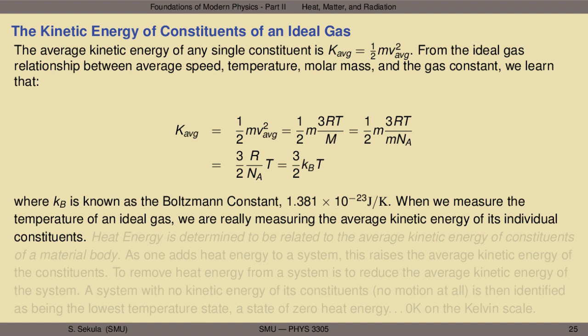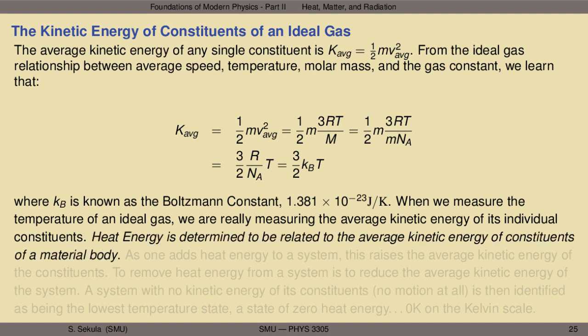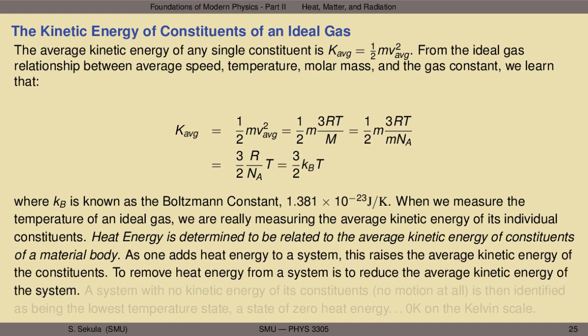And this tells us what heat energy is. Heat energy is determined by this thought process to be related to the average kinetic energy of constituents of a material body. That is to say, as one adds heat energy to a system, this raises the average kinetic energy of the constituents. Adding heat, Q, raises T, temperature, and this proportionally results in an increase in the average kinetic energy. Where is the heat going? The heat is going into the kinetic energy of the individual gas molecules. If you want to remove heat from a system, all you have to do is find a way to reduce the average kinetic energy of the constituents of that system.